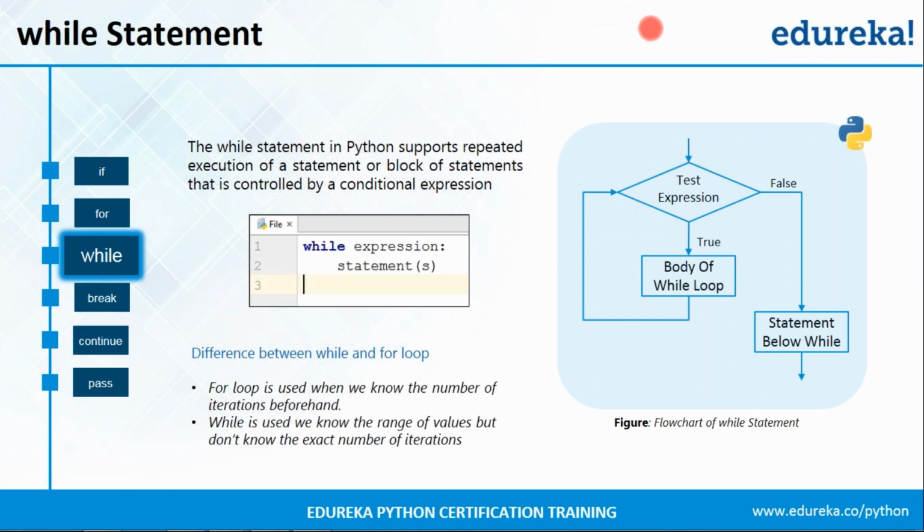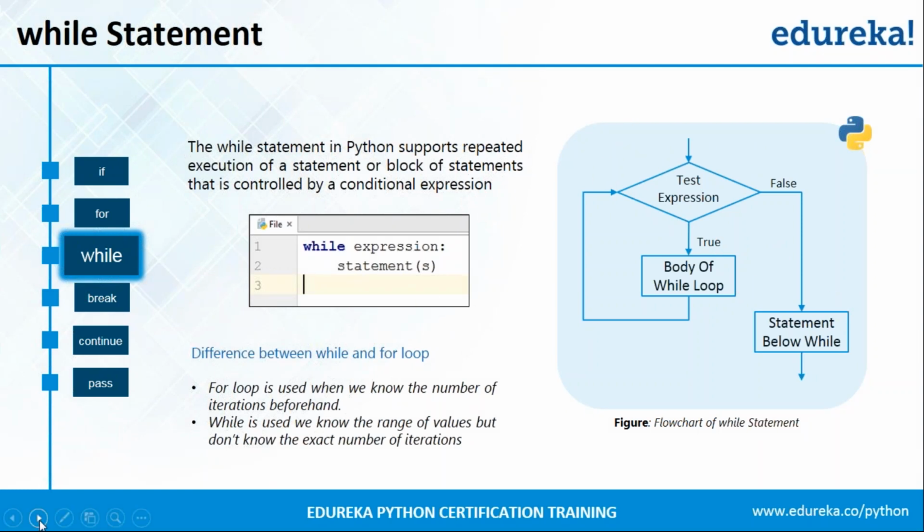Okay, Monica? So this is the flowchart of a while statement. Similar to a for statement, the test expression is validated first, and if it's true, the body of the while loop gets executed. After that it checks the test expression again, and if it's false, it comes out of the loop and executes the statements after the while loop. The loop keeps continuing as long as the test expression is true. So this is very similar to the for one as well.